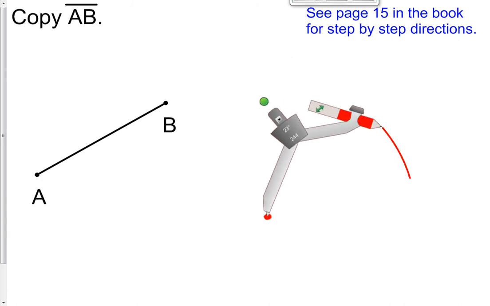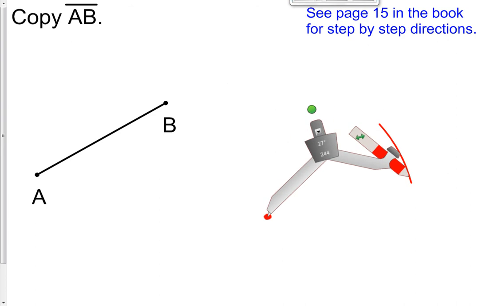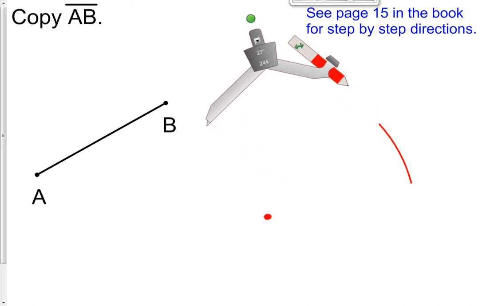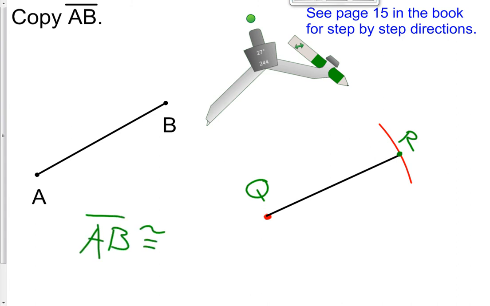Doesn't have to be big, doesn't have to be too small, right in the middle. So there is your arc. And now you simply take your straight edge and you connect your point to your arc. And there you have it. You have successfully copied a segment. So if I were to call this point Q, and this one point R, for example, now we can say segment AB is congruent to segment QR.